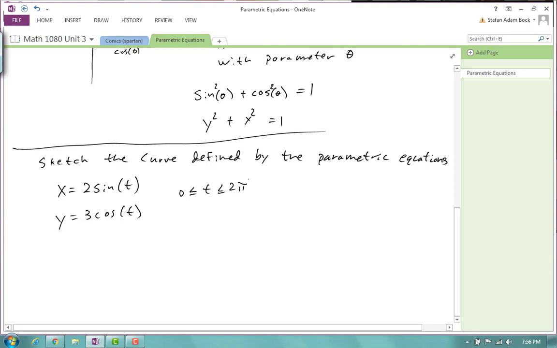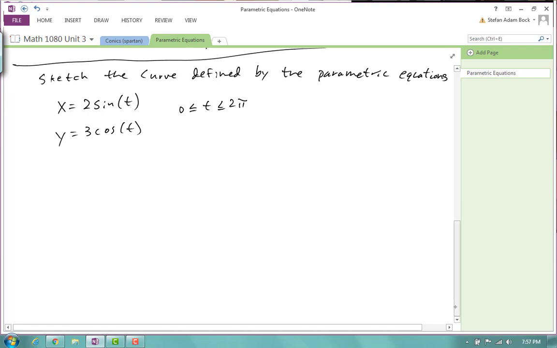Let's suppose I have x equal to 2 sine of t and y equal to 3 sine of t, and I'm going to let the parameter t run from 0 to 2 pi. What's the curve that I'm going to sketch out using these parametric equations? Well, that could be difficult to determine since we're so used to dealing with regular functions of a single variable. But I could try to think about them.